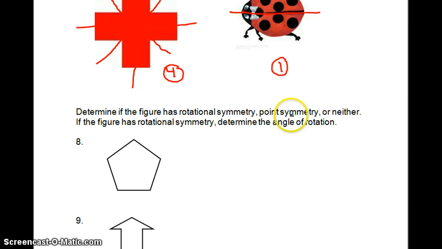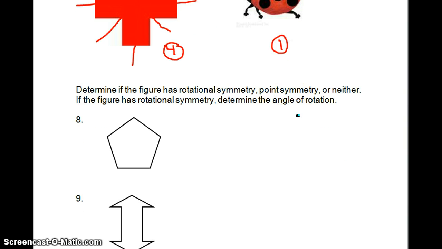Number 8. Determine if the figure has rotational symmetry, point symmetry, or neither. Remember, rotational symmetry means you can rotate the figure less than 360 degrees and it will map onto itself. Point symmetry means exactly 180 degrees. Let's look at number 8. I see that since this is a regular pentagon, if I turn this to here, it will look the same. If I turn it to here, it'll look the same. Here it'll look the same. Here it'll look the same. So it definitely has rotational symmetry.